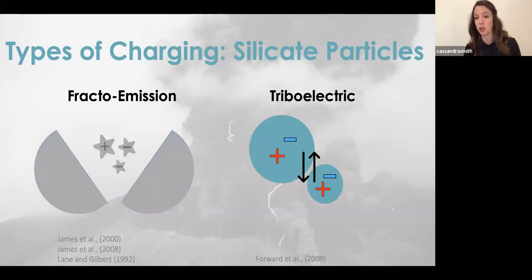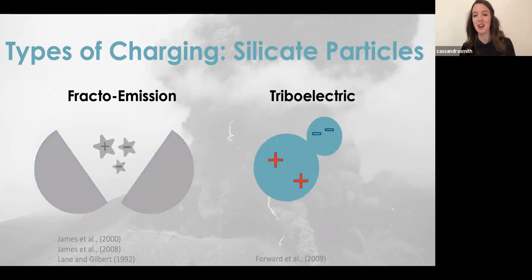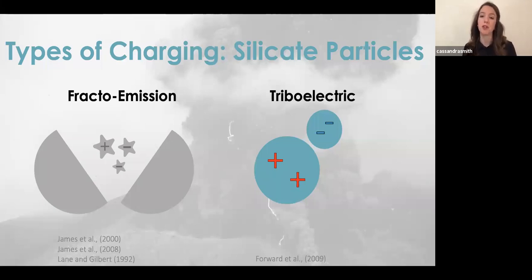We then have triboelectric charging, which the literature suggests is really important for the charging of the volcanic eruption column when you have all of that ash interacting with each other. Because what happens in triboelectric charging is you have 2 particles, my 2 blue spheres here, and they're going to interact with each other. And when they collide, they transfer charge. And research done by Ford et al. in 2009 has shown that the preferentially larger particle will become positively charged, whereas the smaller particle will become negatively charged.